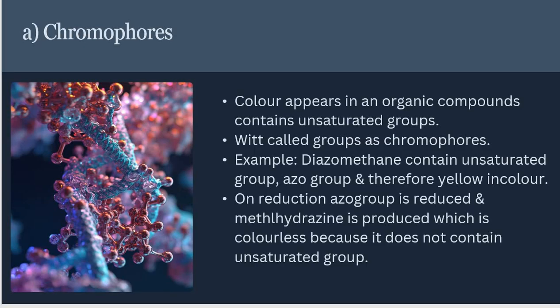On reduction, the azo group is reduced and methyl hydrazine is produced, which is a colorless compound because it does not contain an unsaturated group. Some important chromophores are nitroso, thiocarbonyl group, azo group, azoxy group, azoamino group, quinonoid group, etc.